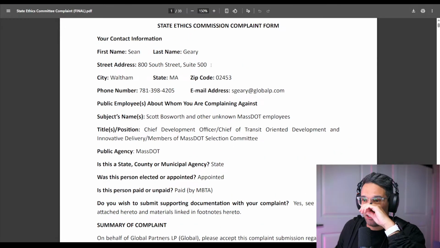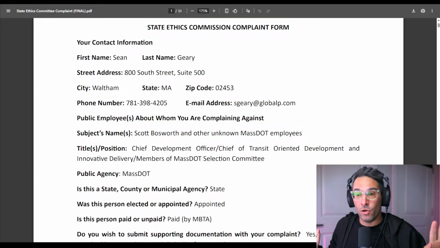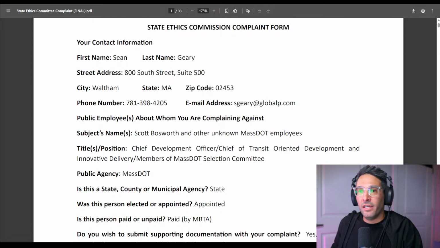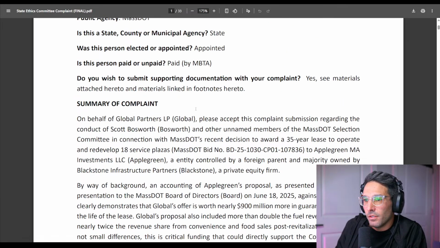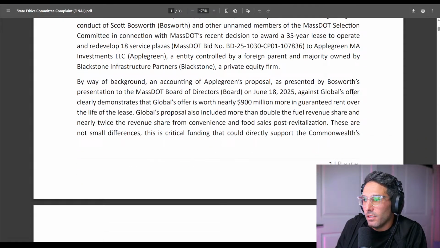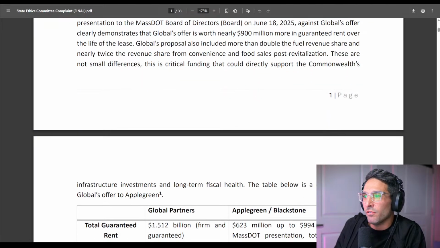This was an ethics complaint form. I got to talk about this for a few minutes. There's a lot of stuff going on with this, by the way. Apparently, this guy, Scott Bosworth. It says, by way of background, an accounting of Apple Green's proposal, as presented by Bosworth's representation to the MassDOT Board of Directors on June 18, 2025, against Global's offer, clearly demonstrates that Global's offer is worth nearly $900 million more in guaranteed rent for the life of the lease. Global's proposal also included more than double the fuel revenue share and nearly twice the revenue share from convenience and food sales post-revitalization. These are not small differences. This is critical funding that could directly support the Commonwealth.